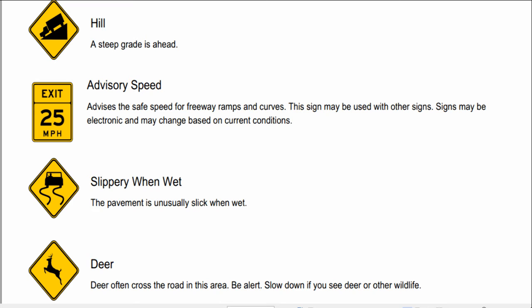Slippery when wet. The pavement is unusually slick when wet. Deer. Deer often cross the road in this area. Be alert. Slow down if you see deer or other wildlife.